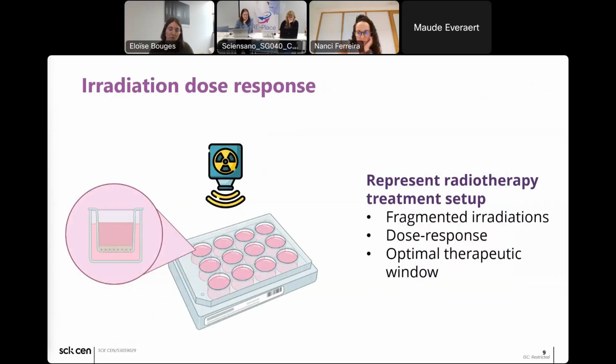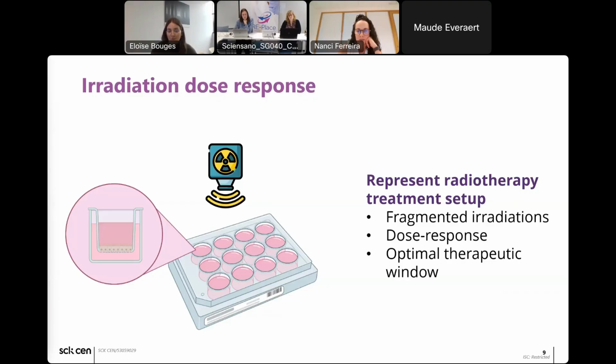We are then moving on to the next step of the project, that is working with irradiations. So the goal is to represent the treatment that a patient would go through. And to do that, we are working with fragmented irradiations that allow to have an idea also of a dose response so that we can target an optimal therapeutic window. An optimal therapeutic window would be described as the dose that would create enough cell death for the cancerous cells, but that would not impact the healthy cells on a too high level.